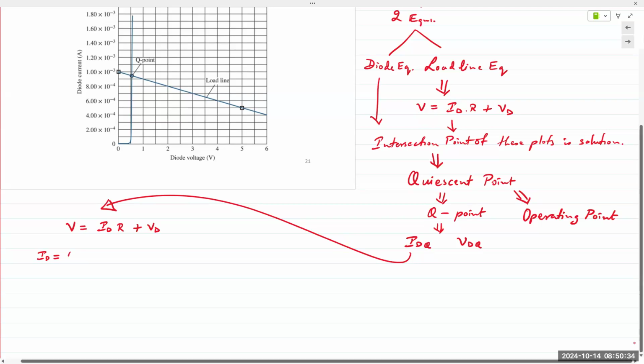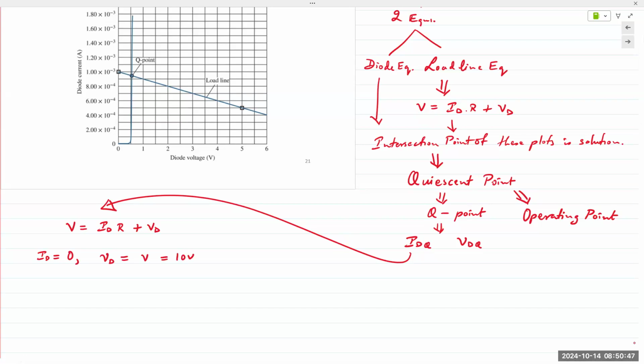So when ID is equal to 0, VD would be equal to V, which is 10 volts. Straightforward, right? When you have an equation with two unknown variables, you have to make an assumption. You assume a value for one and find the value for the other. In this case, we have two unknowns, ID and VD. Choose ID as 0, find the value for VD. Next, choose VD as 0, and then find the value for ID.